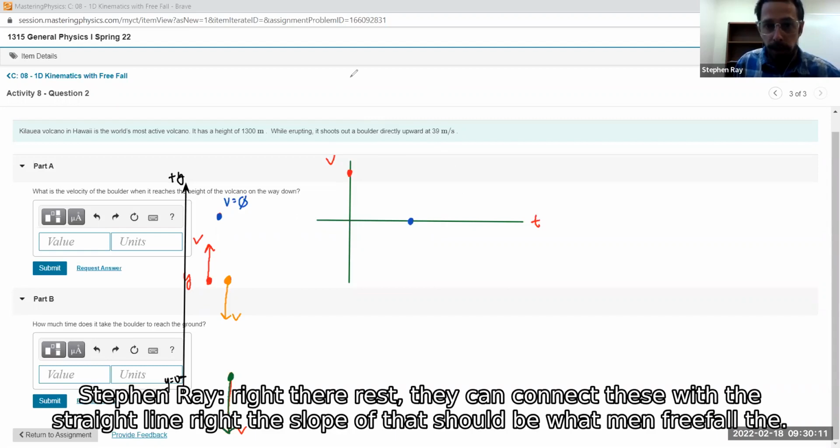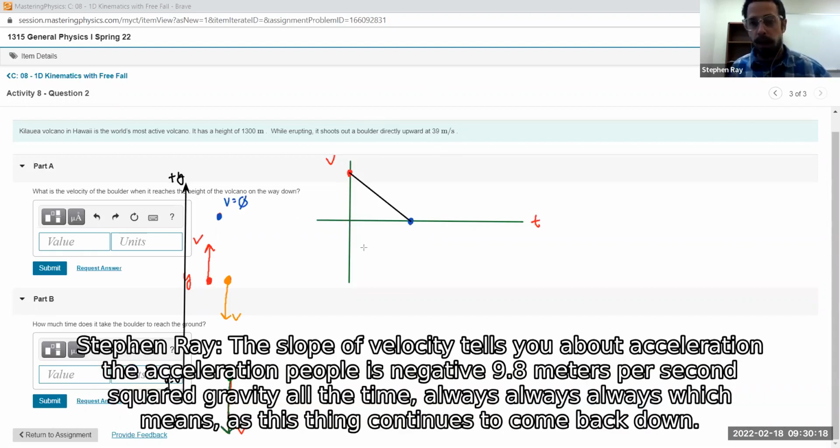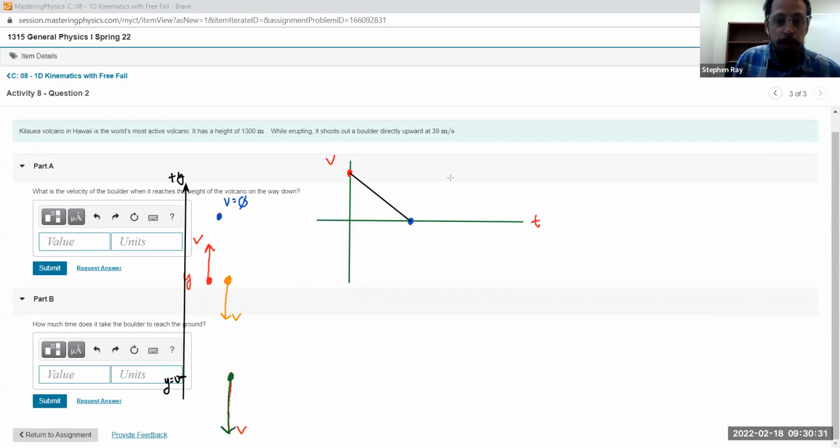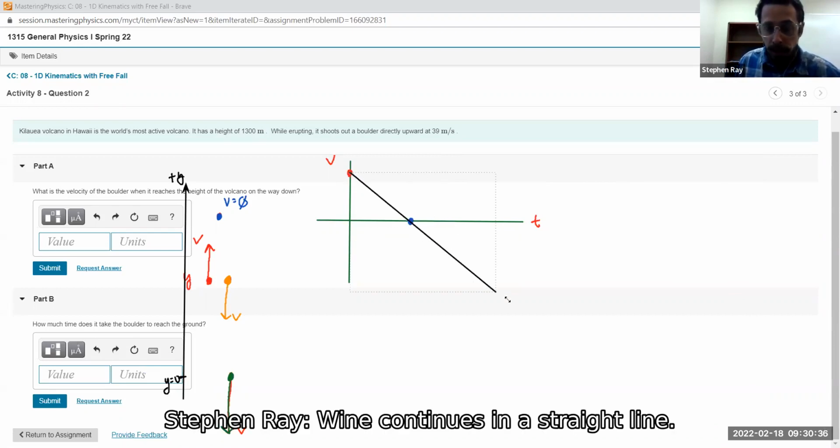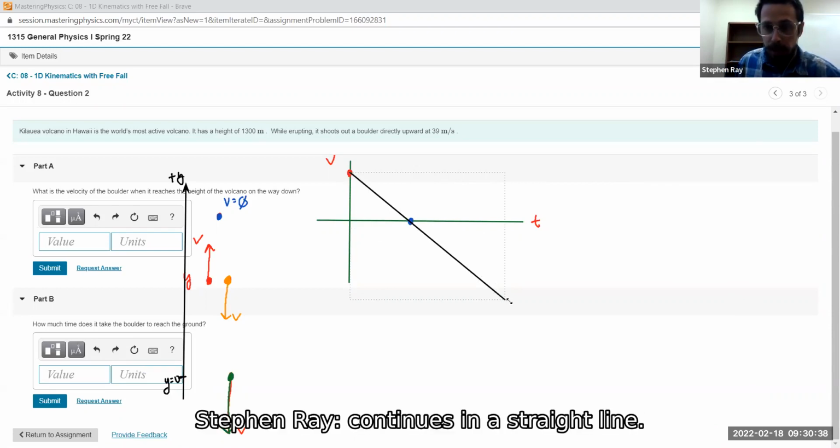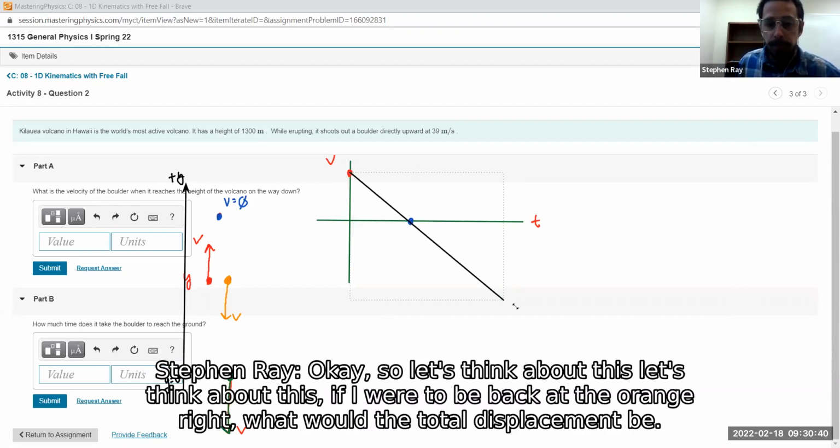Now I can connect these with a straight line. The slope of velocity tells you about acceleration. I'm in free fall, so the acceleration is negative 9.8 meters per second squared. Gravity all the time, always. Which means as this thing continues to come back down, this line continues in a straight line.